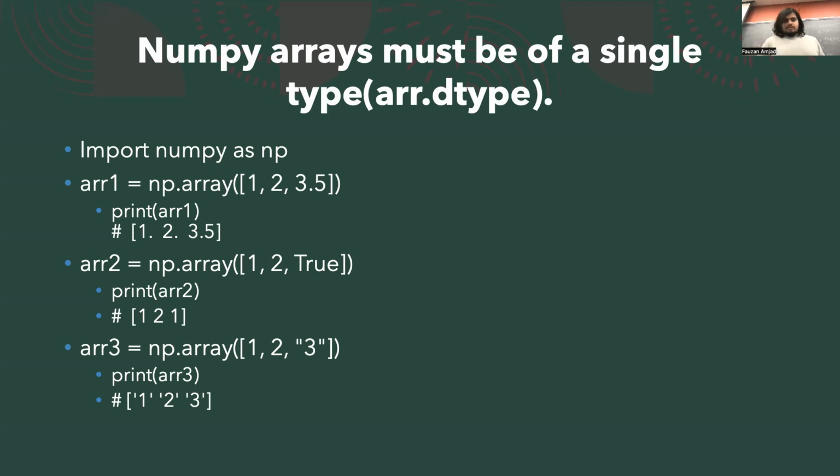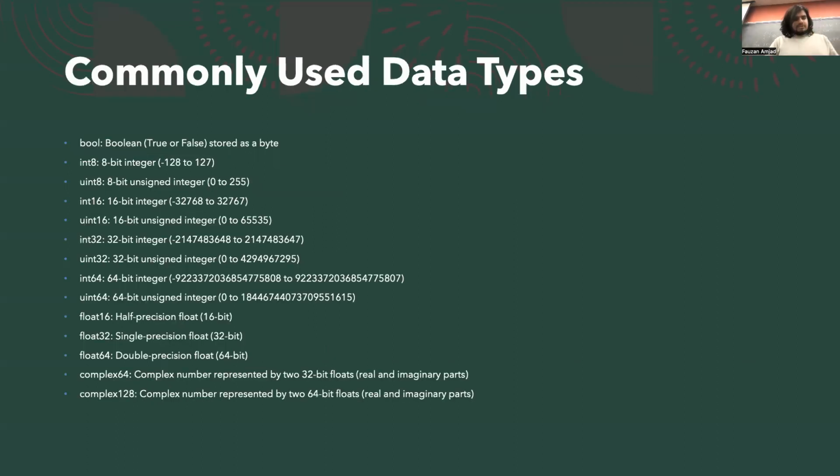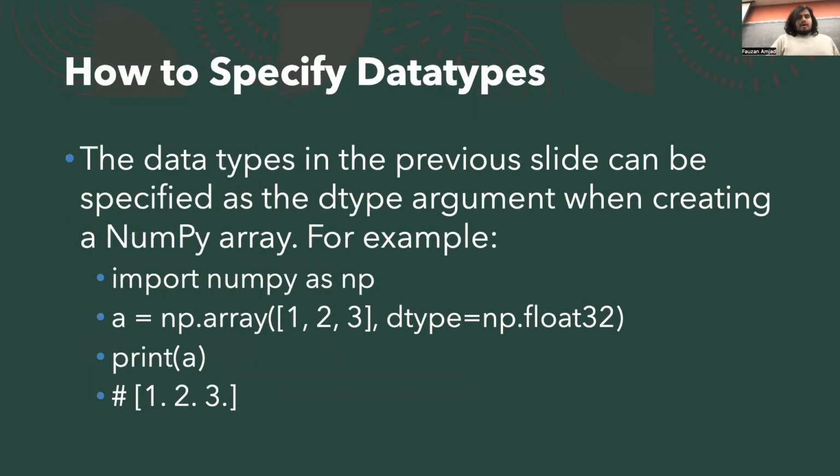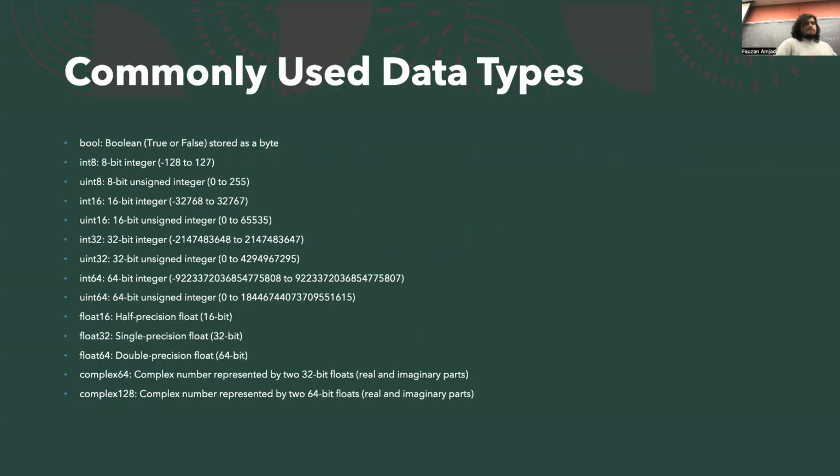I am running out of time, so these are just the certain data types that you have in NumPy. This is how you can specify data types in NumPy. You would do np.array with a list, comma, you specify the dtype equal to np.float, for the list of values that you have here. Okay.